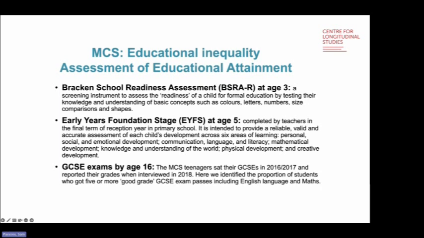The MCS teenagers sat their GCSEs in 2016 or 17 and reported their grades when interviewed in 2018. And here we have identified the proportion of students who got 5 or more good grade GCSE exam passes, including English and maths. So in old money, that's a grade C or higher, and in the current grading system, it's grade 4 to 9.